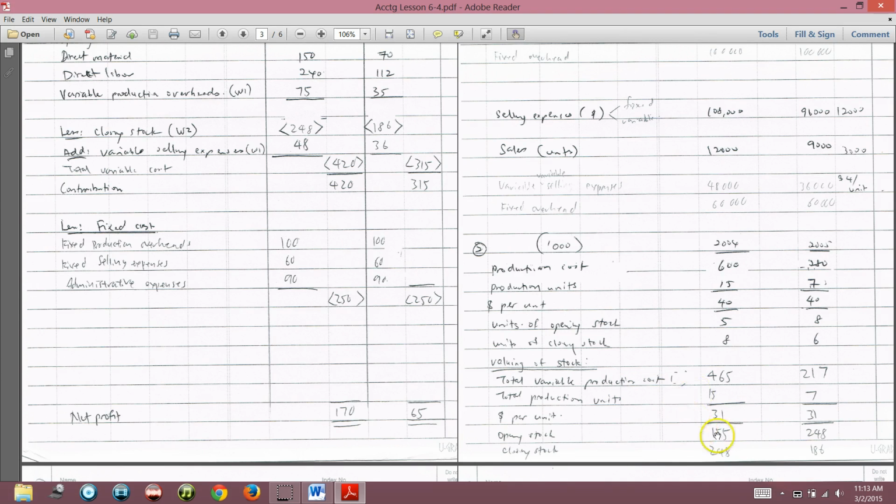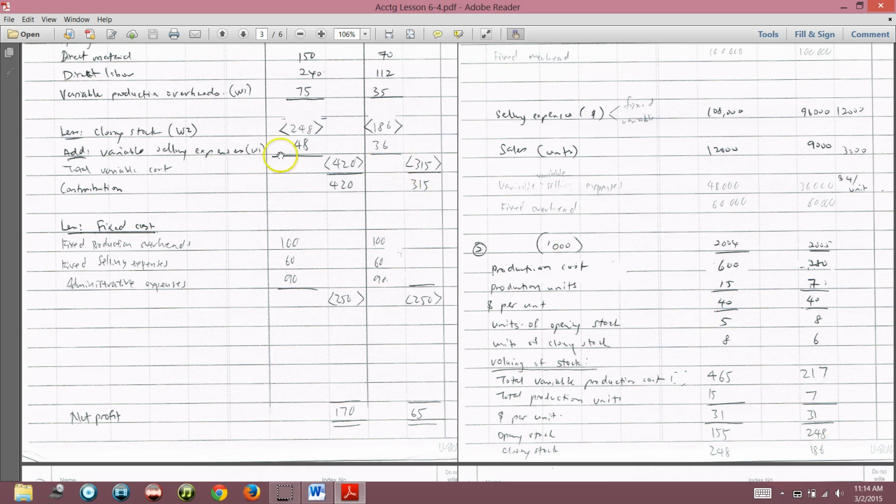So now we can value our opening stock for 2004. You take 31 times the opening stock of 5,000 units, which will be $155, and the closing stock will be 8,000 times 31. 8 times 31 will be $248. Similarly, in 2005, the opening stock will be 31 times 8, which is 248, same as here. And the closing stock will be 6 times 31, which is 186.